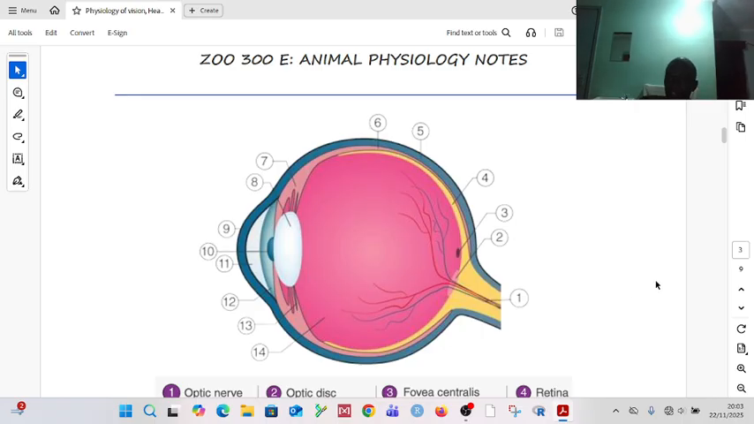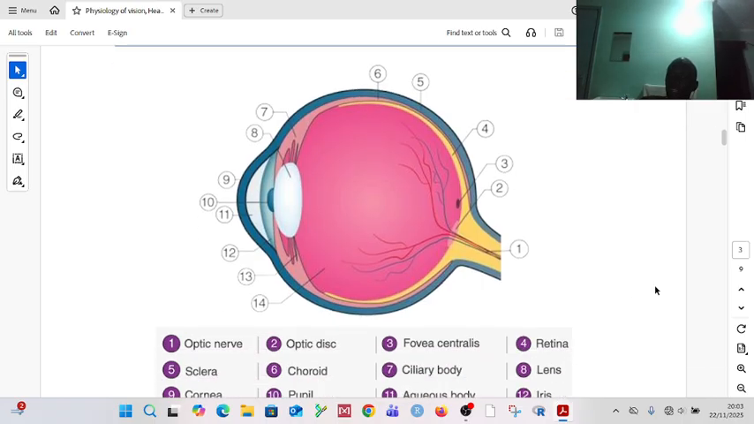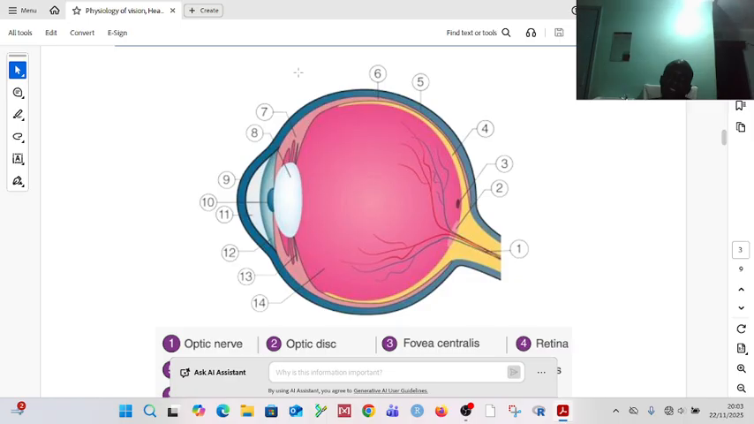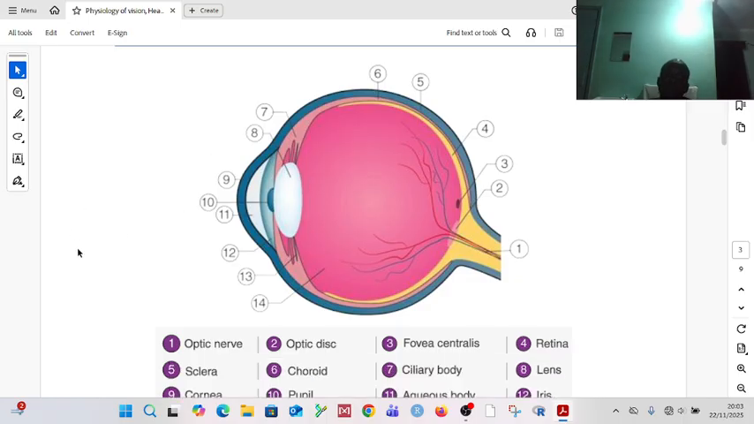On page 3, we now have a diagram of the eye. As you can see, we have the cornea here.